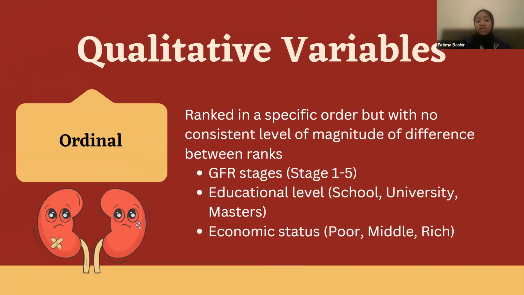The last one is the ordinal, where we rank in a specific order, but with no consistent level of magnitude of difference between the ranks. An example is the GFR stages. We have stage 1, 2, 3, 4, and 5, where they are ranked in a specific order, from stage 1 to 2, and then stage 5. They're all ranked with no consistent magnitude of difference between the ranks. Another example is educational level, where we have school, then university, then masters. They are ranked in order. Or economic status: poor, middle, or rich. Poor means low income, middle means middle income, and rich means more money compared to the poor. So there is ranking in this.